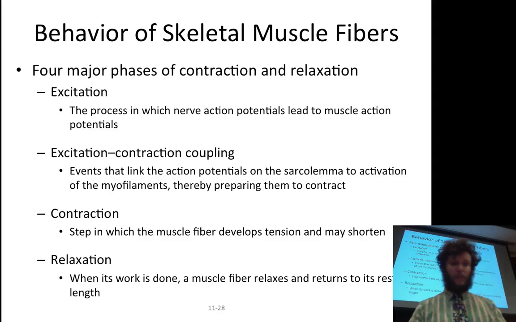Okay. Yeah, so that's redundant. I just said all that stuff. This is the 4 phases of contraction and relaxation.